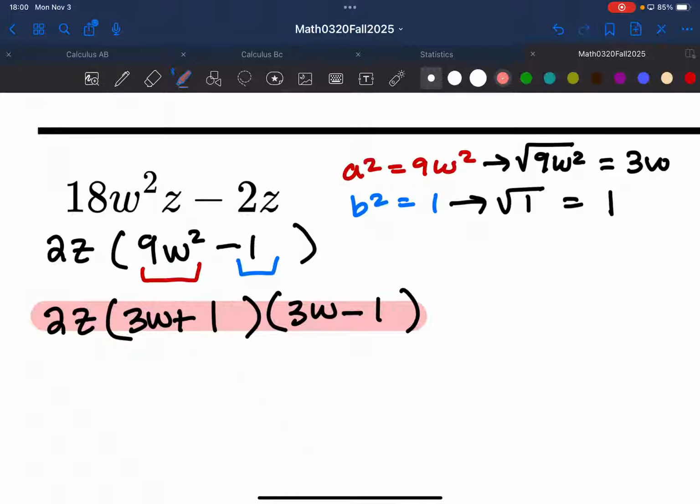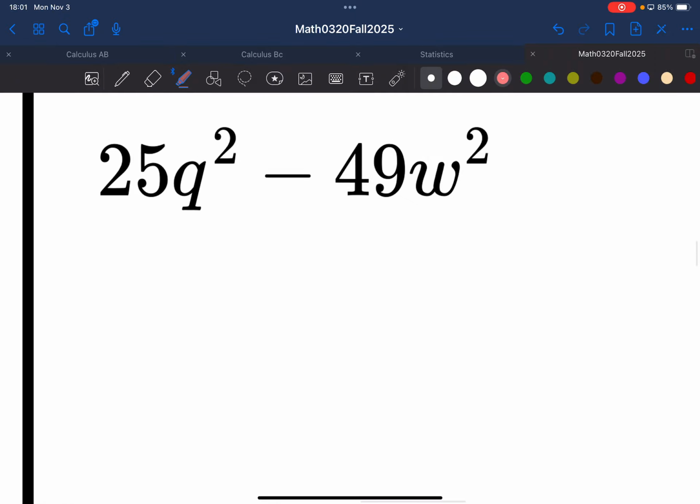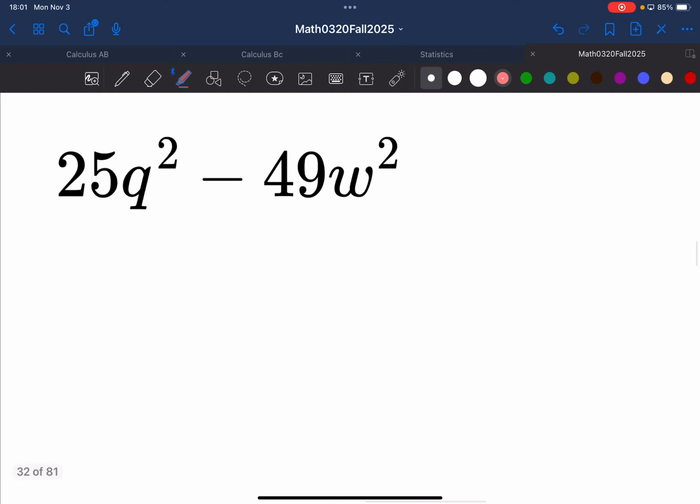Any questions so far? Okay. Go ahead and try this one. Take a minute or so. Complete this one and then compare with your neighbor.